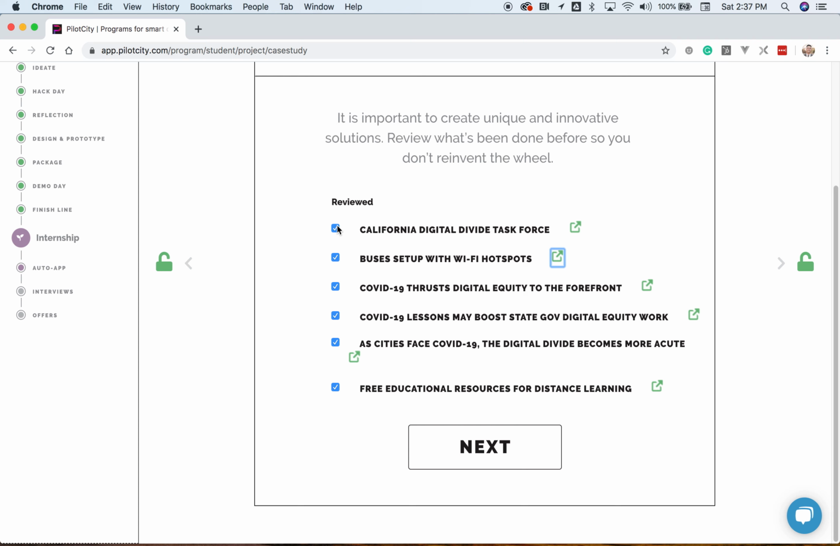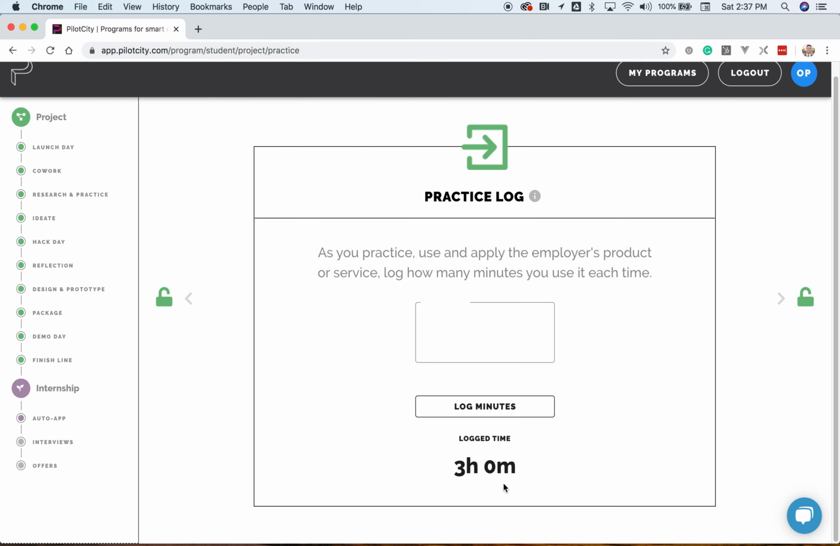So once you're done reading them all, you want to be able to click these checkboxes to acknowledge that you have reviewed them all. And once you're done, you click next. And that is it. For the next one, we'll go into practice log.